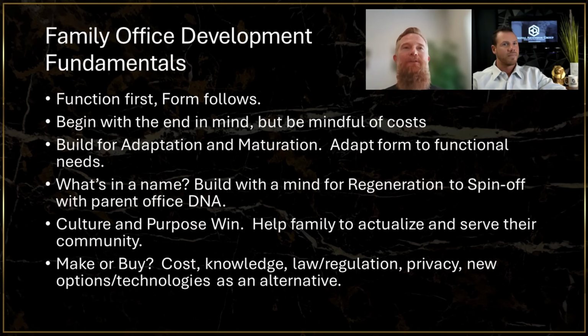So in development of a family office, the top mantra is that form always follows function. Function first. We must begin with the end in mind and be mindful of costs. Sometimes I get a call where somebody says, hey, I ChatGPT'd what's the most tax efficient structure for my family office. I got this question the other day, and ChatGPT spat out to my client, you need a Delaware C corporation with a Nevis trust and a Nevis LLC.